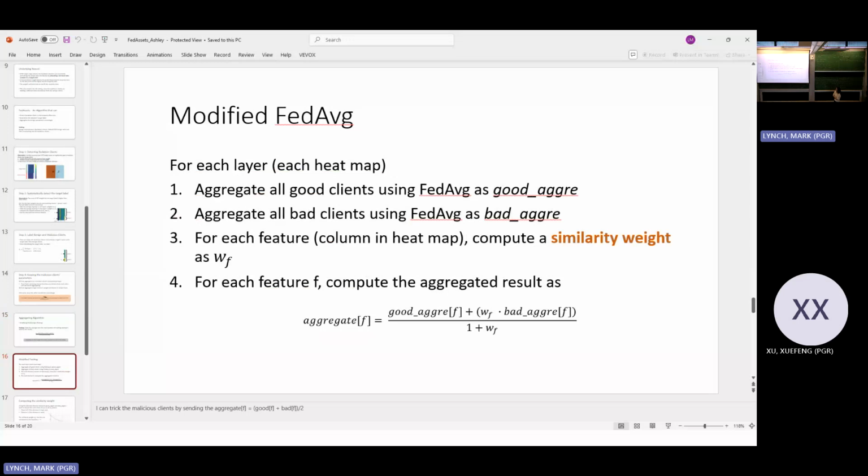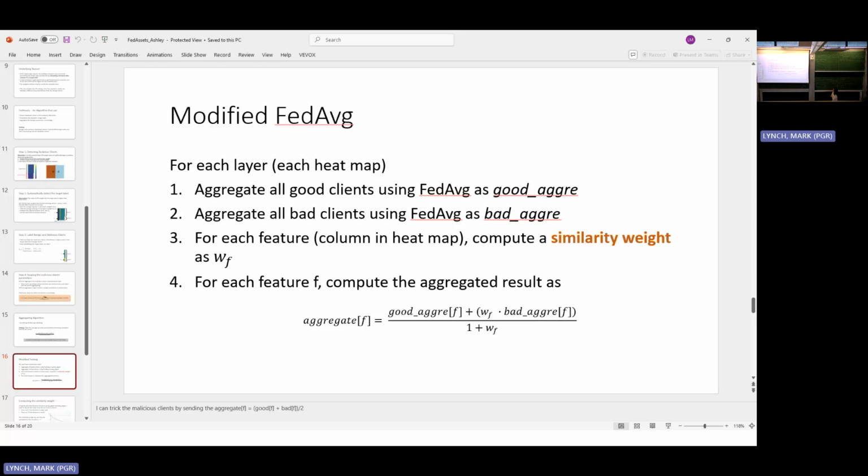How we make use of it is that for each layer, which is for each fully connected layer, we first aggregate all the good clients using federated averaging, and we also aggregate all the malicious clients using the same averaging. Now, instead of just dividing by 2, I use a similarity weight function to calculate, for each feature, how close the malicious clients are to the benign clients, because we want to keep it as close as possible to prevent any special malicious activities that the malicious clients are trying to achieve in the global model.